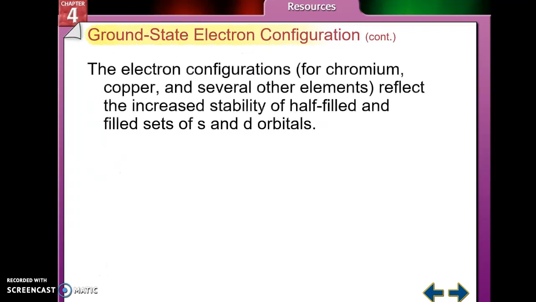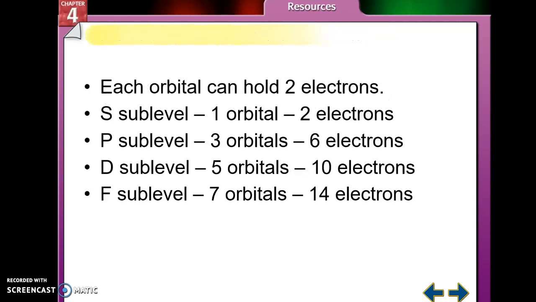So remember that electron configurations give me where the element is the most stable, where the electrons are going to be when the element is the most stable. And just as a review, the s sublevel has 1 orbital, you've got 2 electrons in it. The p sublevel has 3 orbitals, it's got 6 electrons in it. The d sublevel has 5 orbitals, it's got 10 electrons in it. And the f sublevel has 7 orbitals with 14 electrons.